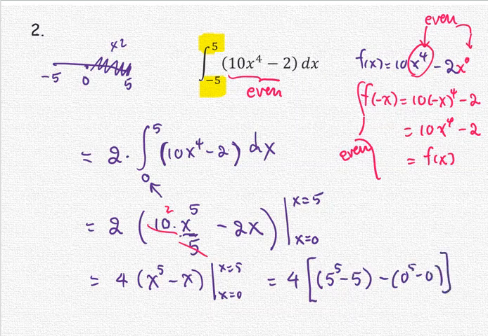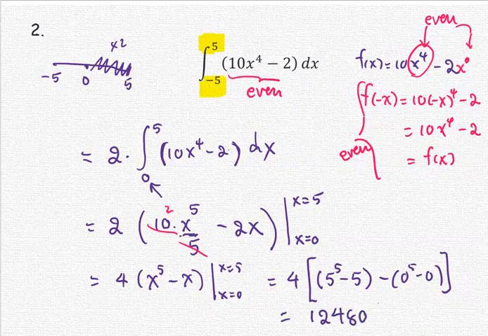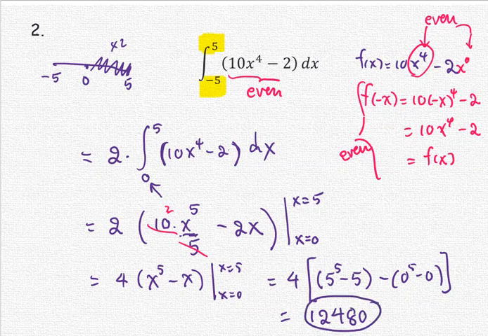And the number will come out as, let's see, it's the very last number. It's 12480, I believe. Okay, so this is the use of an even function property.